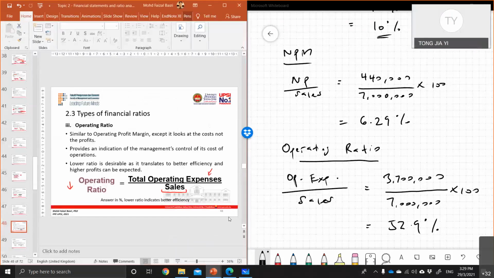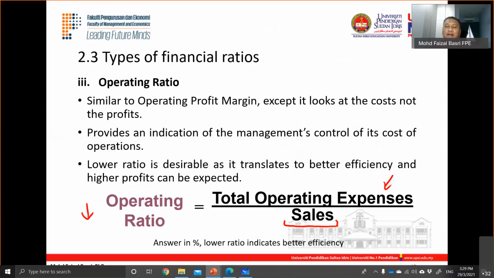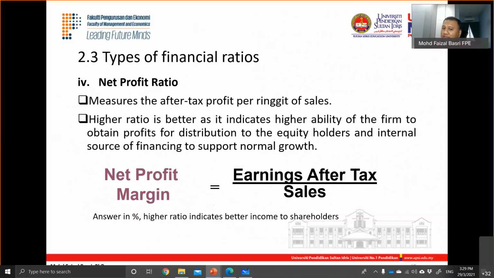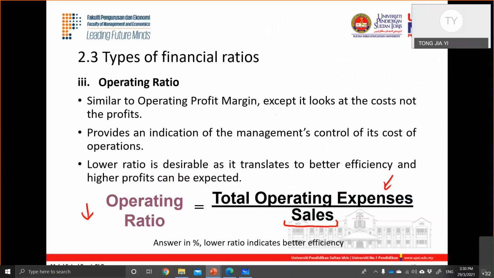Okay, so that's our four ratios under profitability. To recap, we have gross profit margin, operating profit margin, and net profit margin, and we reverse to the operating ratio. All four use sales. For all the margins, the higher the better, but for the operating ratio, the lower the better. And when we say lower, higher, better, or worse, in ratio analysis we always need a comparison.